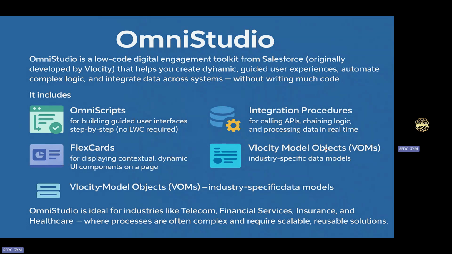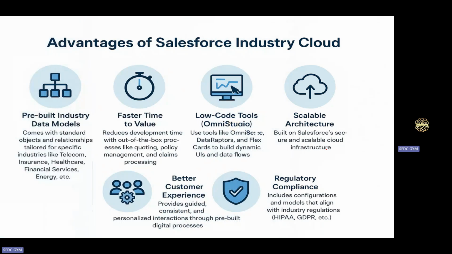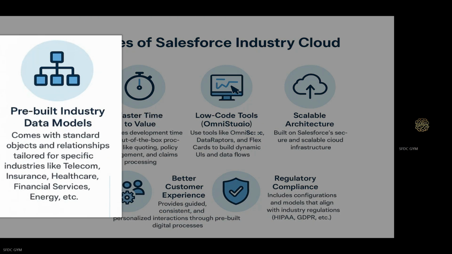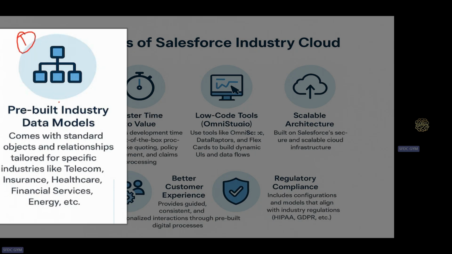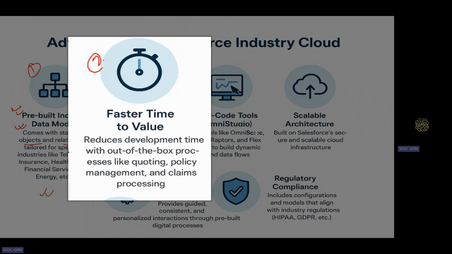Now, since you have an idea what OmniStudio does, let's try to understand the advantages of using OmniStudio or Salesforce Industry Cloud. The first advantage is that it is a pre-built industry object model. That means you just need to use it. You do not need to create any object and relationship. You do not need to create any kind of setup. You just start using it by dragging and dropping your components. So it is a very handy thing. You do not need to take care of object creation and all those things. That will be pre-done.